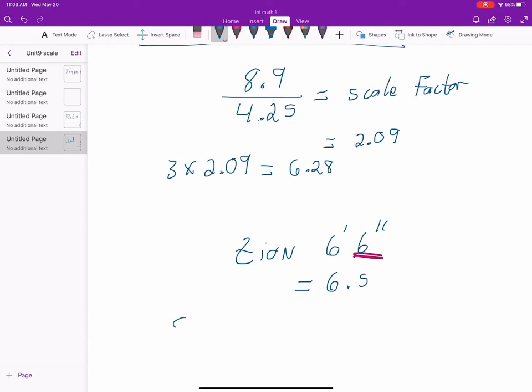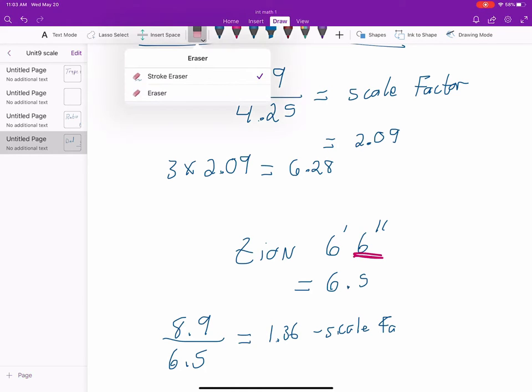Now we can say, all right, if we have Zion at 6.5, and we have Robert at 8.9, how many times bigger is he? So let's divide this out to find the scale factor between Robert and Zion. So now I'm going to take 8.9 and divide that, and I get 1.36.